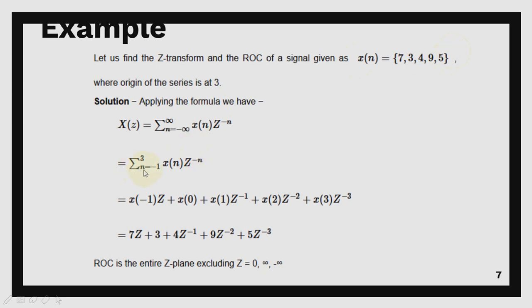So the summation becomes n equal to minus 1 to 3 of x of n Z raised to minus n. Applying the Z transform: x of minus 1 Z raised to 1, plus x of 0 Z raised to 0, plus x of 1 Z raised to minus 1, plus x of 2 Z raised to minus 2, plus x of 3 Z raised to minus 3. So at minus 1 it is 7, x of 0 is 3, x of 1 is 4, x of 2 is 9, and x of 3 is 5. So the ROC is the entire Z plane excluding Z equal to 0, infinity and minus infinity.